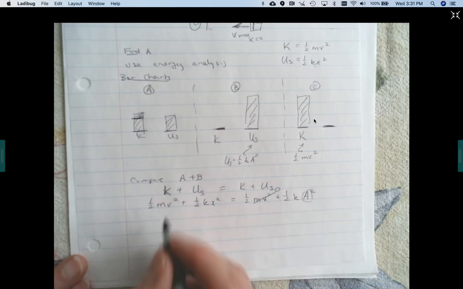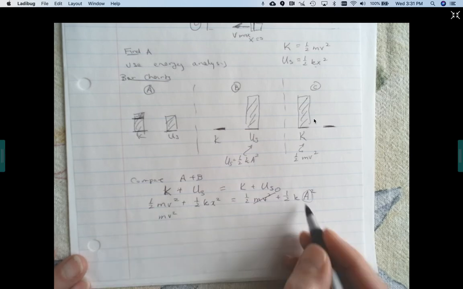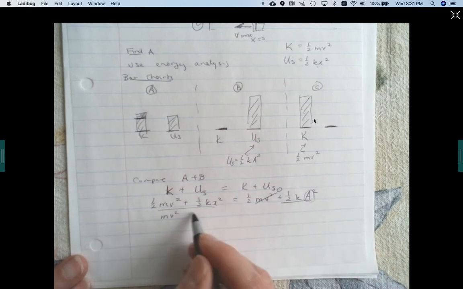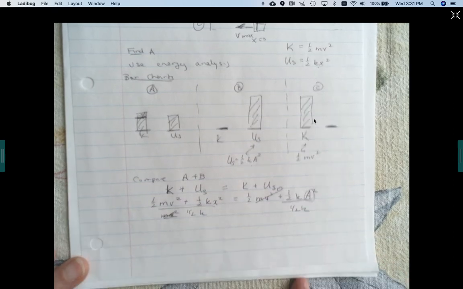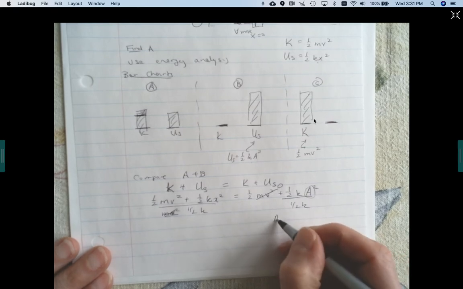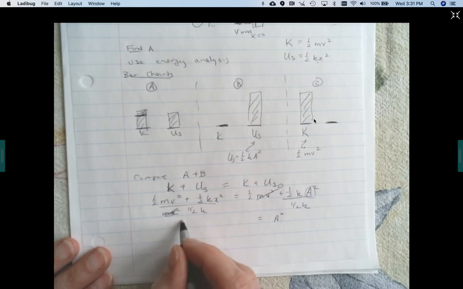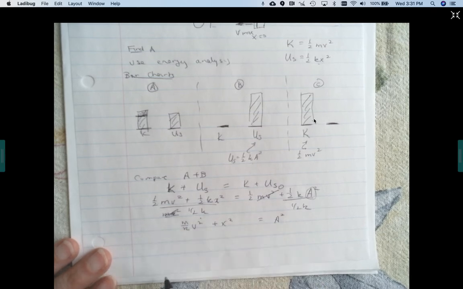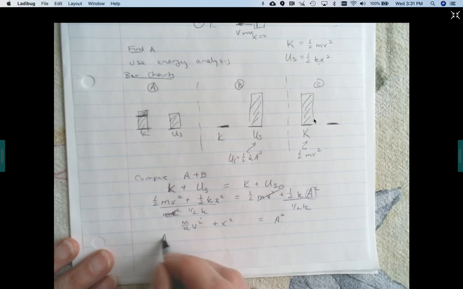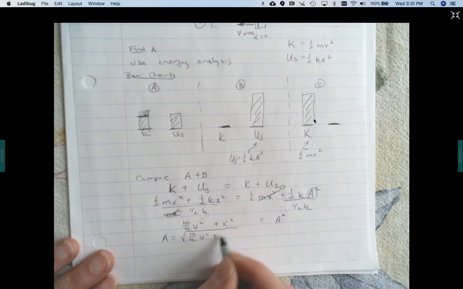So everything's got a half. All these terms have a half, so we can get rid of that. So we have mv squared, and let's divide both sides by k as well. So we'll divide all the way through by 1/2 k. Okay, so on this side, we're just left with A squared. On this side, we have 1/2 mv squared divided by 1/2 k, so we get m over k, v squared, and 1/2 k over 1/2 k, so on that, we're just left with x squared. And then we want to take the square root, and I'm going to flip sides on you. So we get m over k, v squared plus x squared.